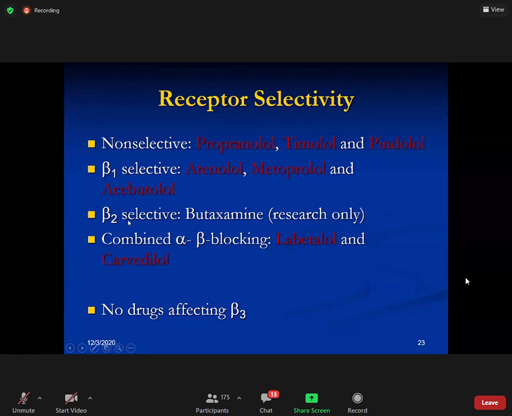Now, the receptor selectivity, the red one, so that you remember these are the medications. Non-selective: you have propranolol, timolol, and pindolol.